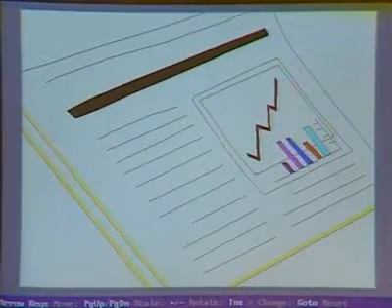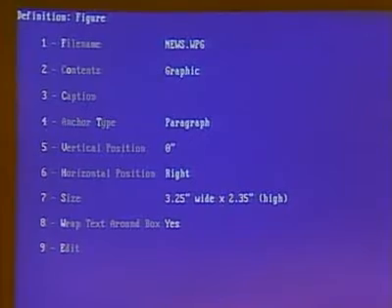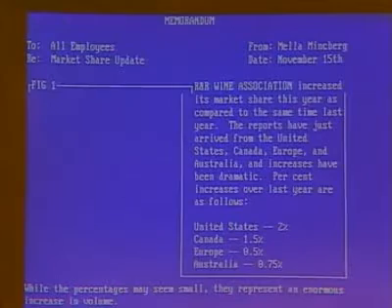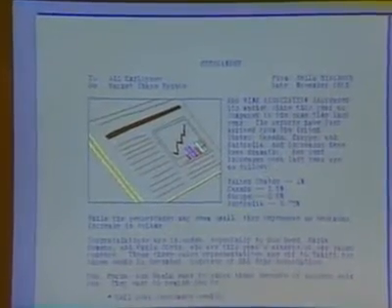Market share has really increased. So let's get back. Let's also do one other thing here. Let's change the horizontal position of this box to the left. Get back to the document, move the cursor, and there it is again. If we view it, we'll see it on the screen. What else could we do?